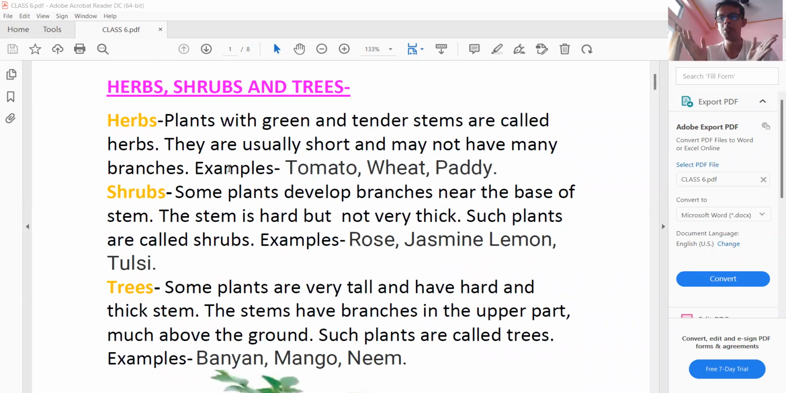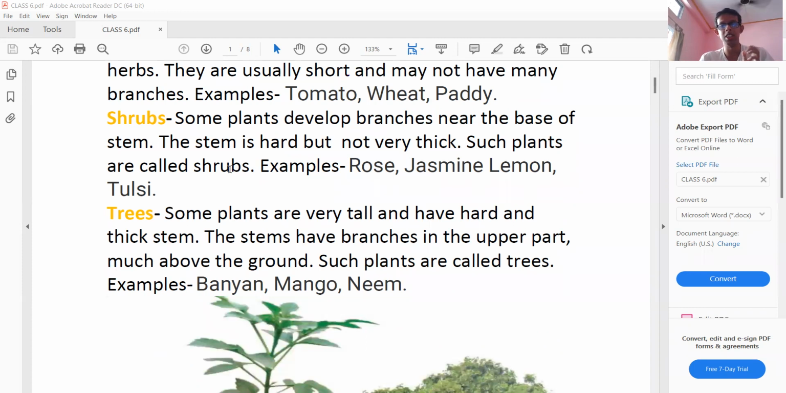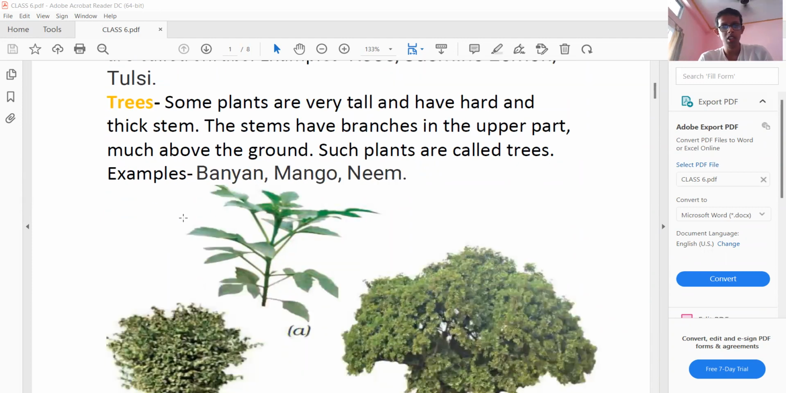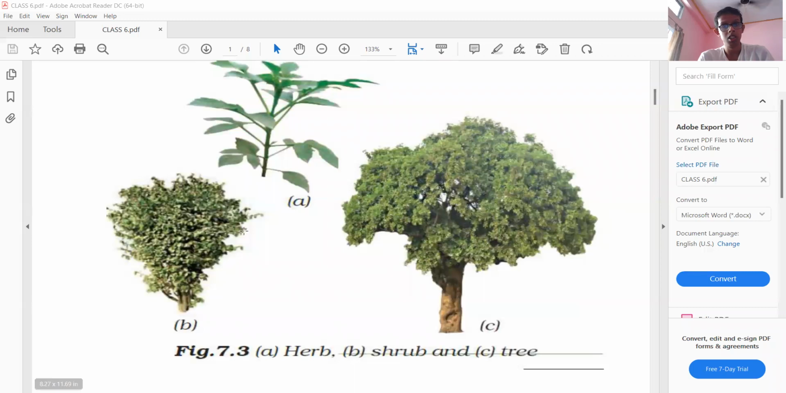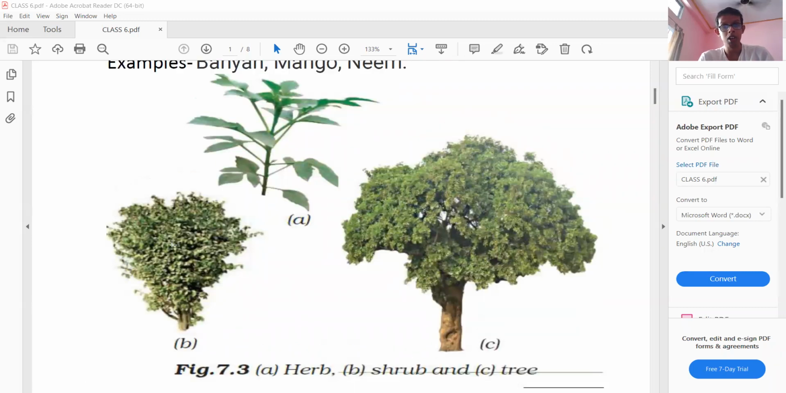Shrubs. Shrubs are the plants which develop branches near the base of the plant. Okay, like the rose, jasmine, tulsi, etc. What are trees? Trees have very tall, hard, and thick stems. These stems have branches in the upper part above the ground. This is a herb, shrub, and a tree.